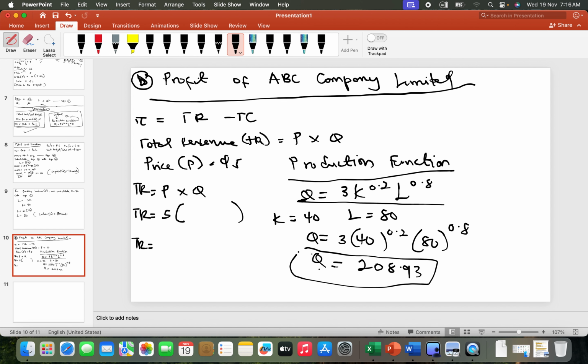This is our output. So we can now find total revenue, price times quantity. So 5 times 208.93. So total revenue will give us 1044.65. So this is our total revenue.